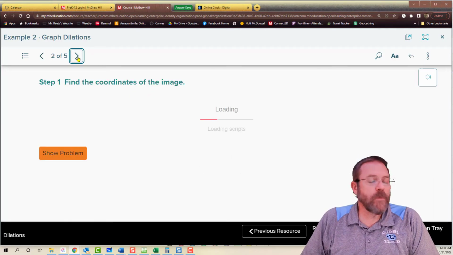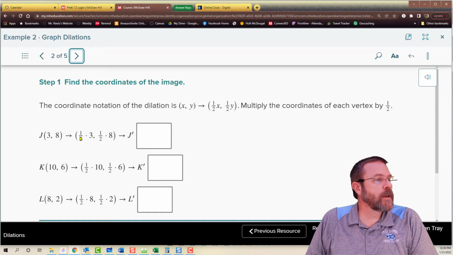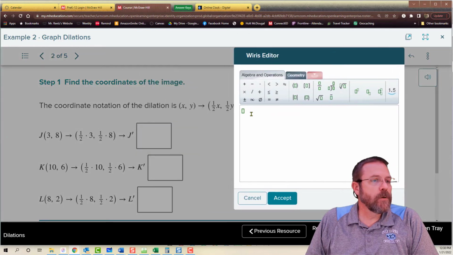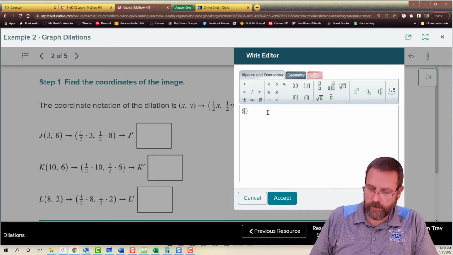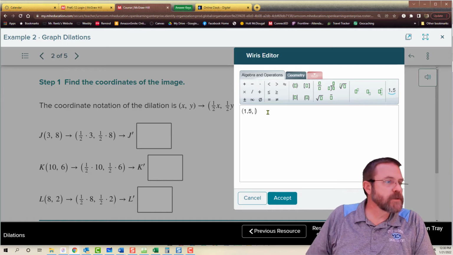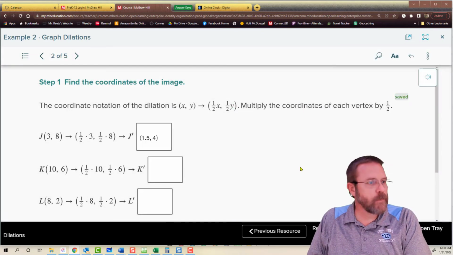To work this one, we're going to do it just like we did the last one, only instead of multiplying by 2 or 2.5, we're multiplying each of the x and y values by 1/2, which is a scale factor. So when we do that, let's see if we can do 1/2. I'm going to try it as a decimal version here. 1/2 times 3 is going to be 1.5, comma space, 1/2 times 8 is going to be 4. Accept and check.